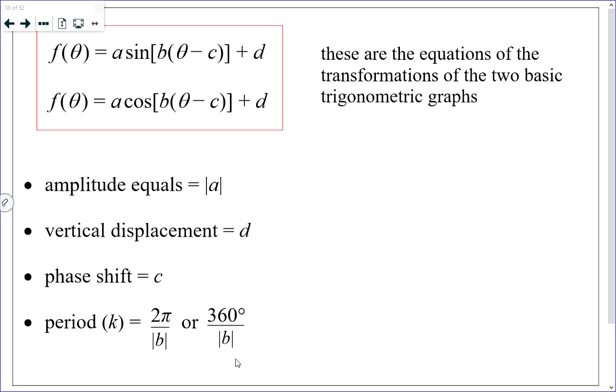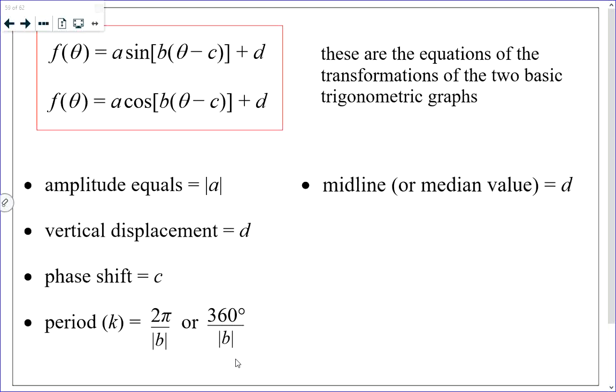And the period of the graph is related to the parameter b by period equals 2 pi over b. Or if you want to work in degrees, I guess you can from time to time, period equals 360 degrees over b. Very often you use that formula not to find the period. Instead, you look at a graph to determine the period and then use b equals 2 pi over the period to get the parameter b.